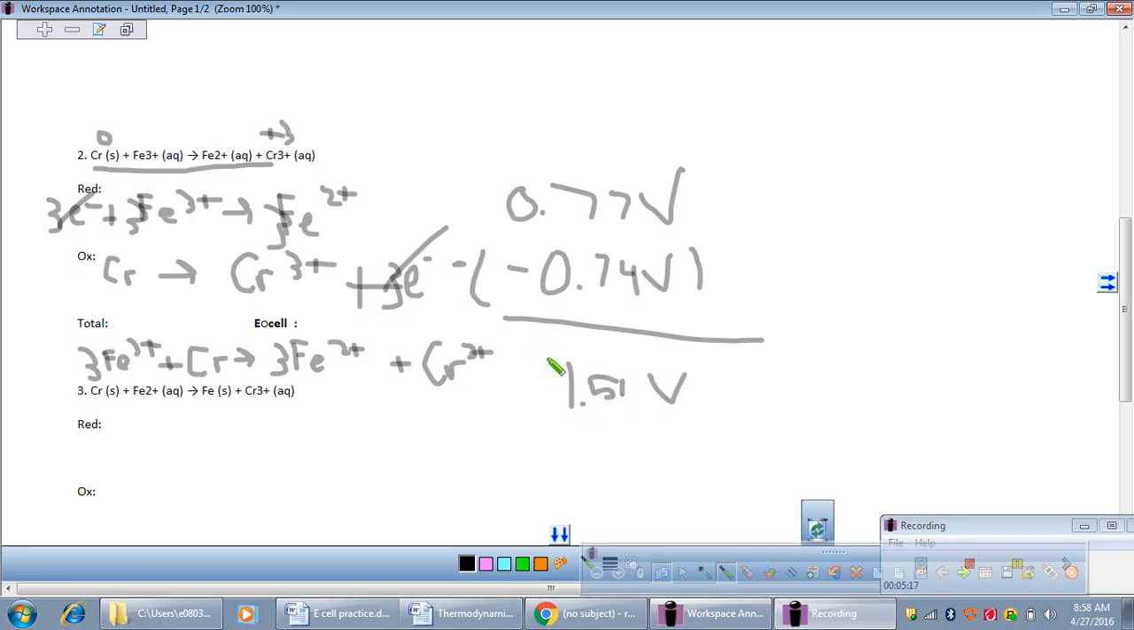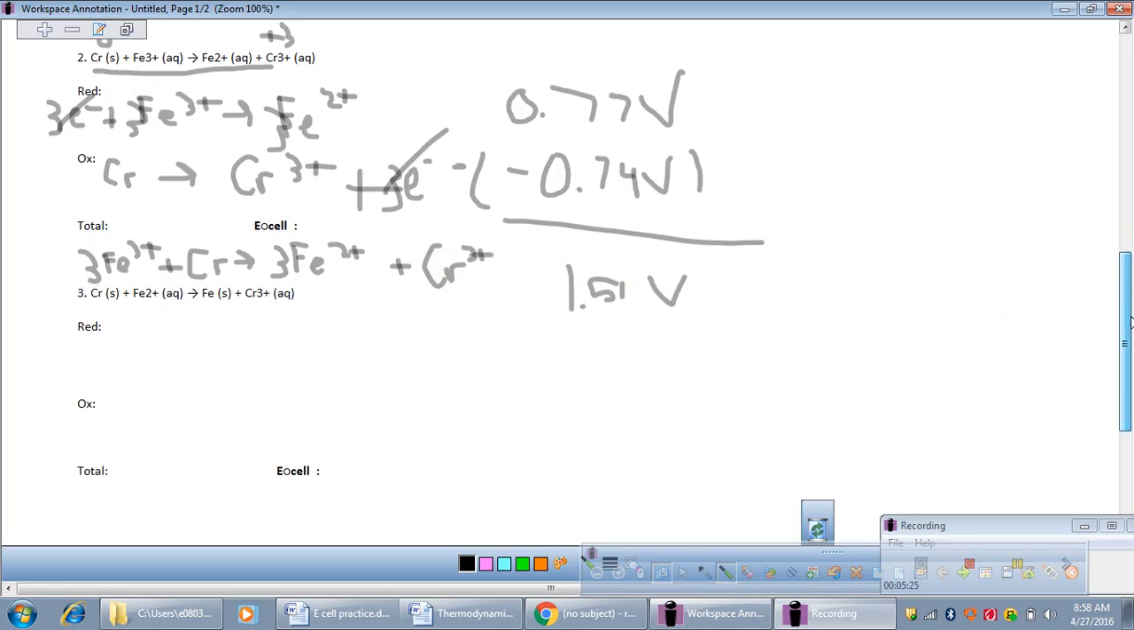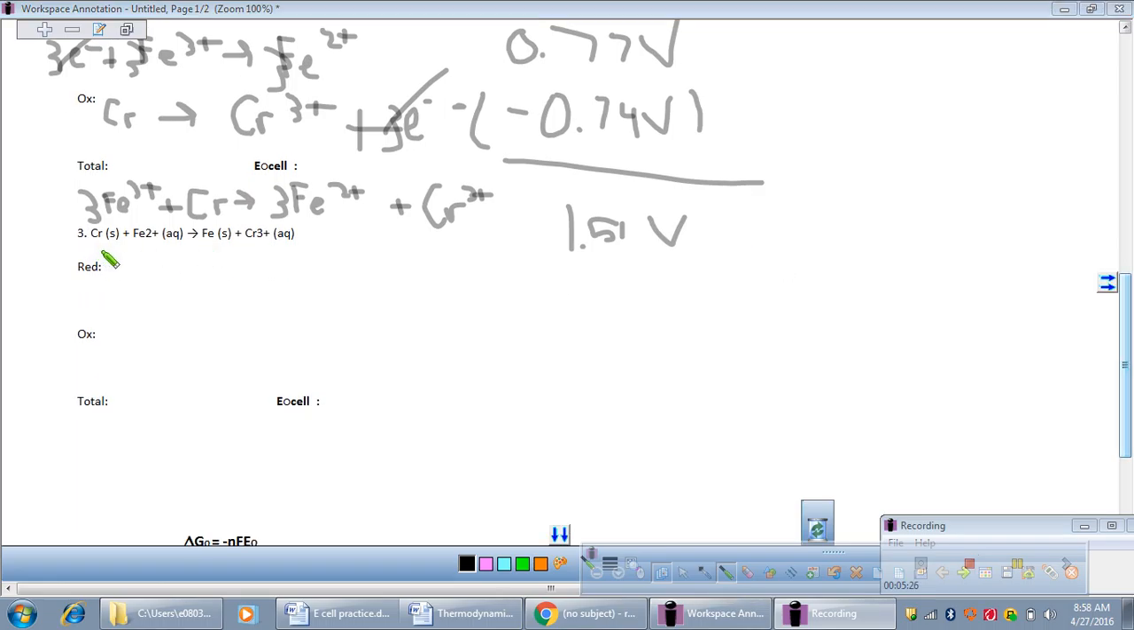Remember, a positive E cell means that it's thermodynamically favorable, so you probably want to use that battery. Okay, one more. Chromium. This time it's chromium going to chromium plus 3, but now we are taking iron and reducing it from iron 2 to solid iron. So again, as I mentioned, there are different forms of iron, and so you need to make sure that you check the right number on your chart.